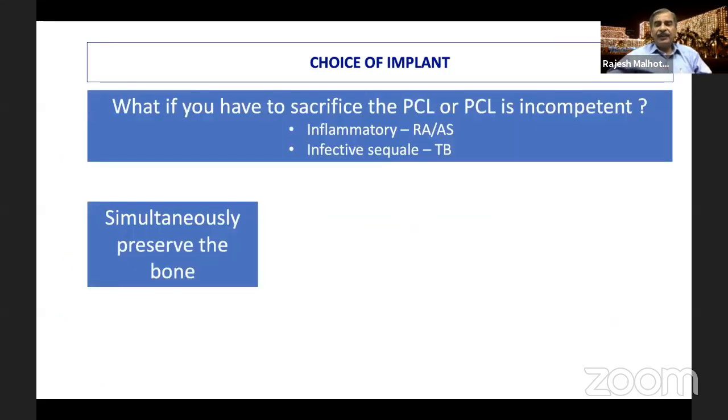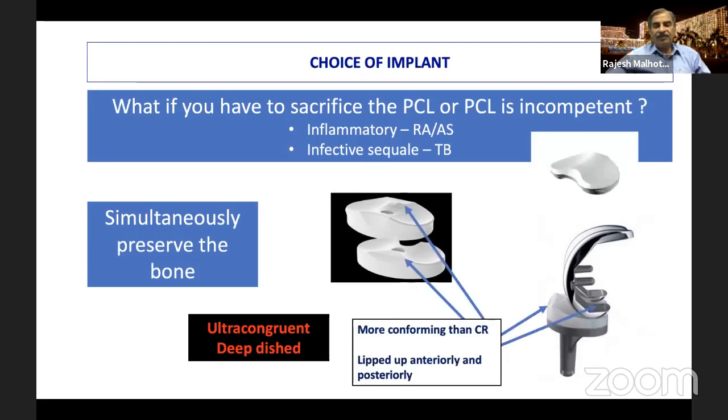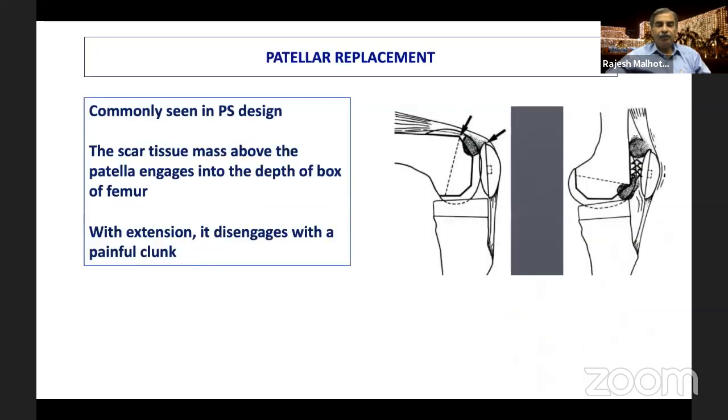Now, if you have a case where the PCL has to be sacrificed because you can't balance it, or it's incompetent, as happens in inflammatory arthritis or in infective sequelae, and you want to preserve the bone, you can use the ultra congruent deep dish or anterior stabilized or any of the varieties. Essentially, here you're trying to use a CR knee because you're not cutting a box and you're trying to preserve the bone. So the ultra congruent inserts or deep dish inserts are more conforming than CR. They have a lip anteriorly and posteriorly.